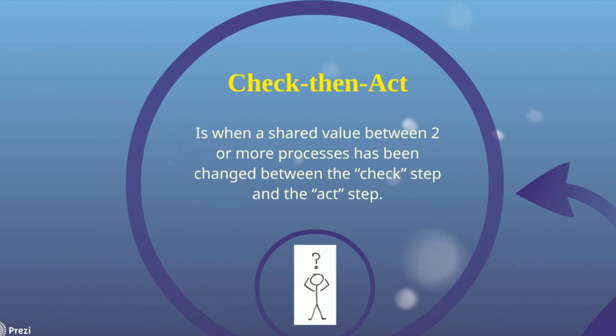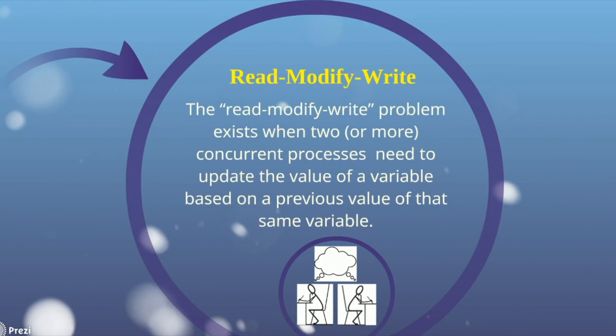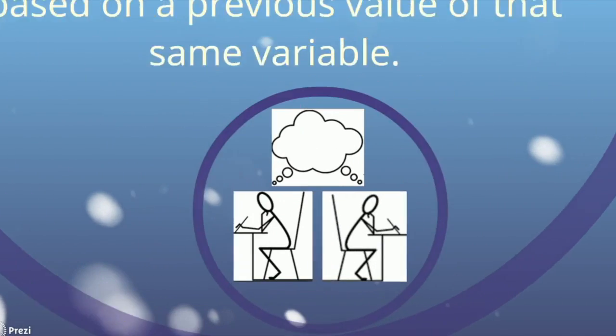There are two types. The first type we're going to talk about is check then act. This is when a shared value between two or more processes has been changed between the check step and the act step. A second type is read, modify, write. In the read, modify, write problem, this exists when two or more concurrent processes need to update the value of a variable based upon a previous value of the same variable.